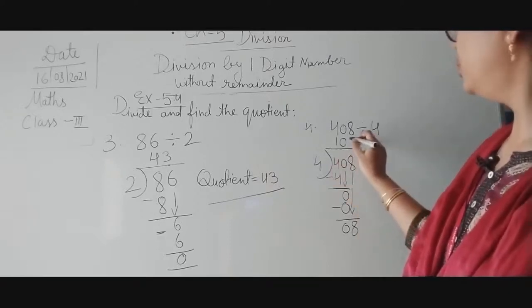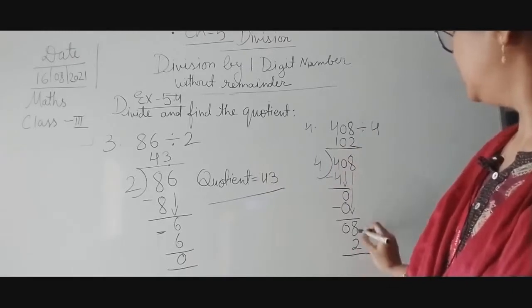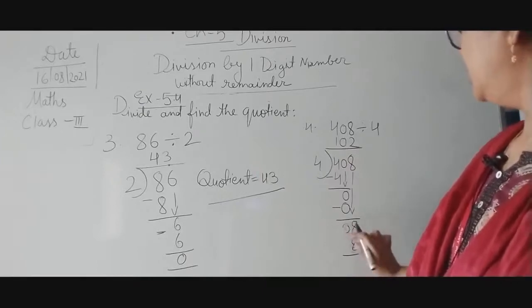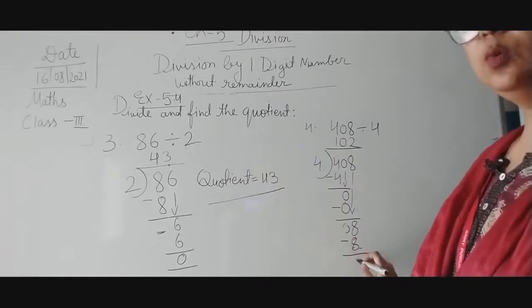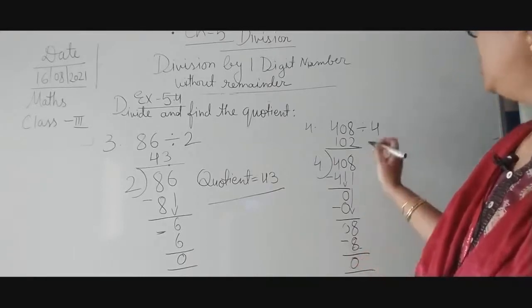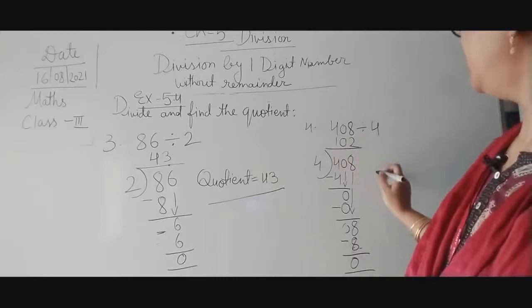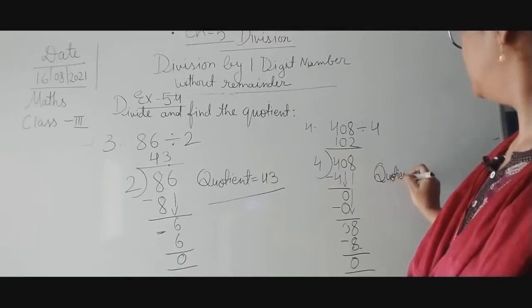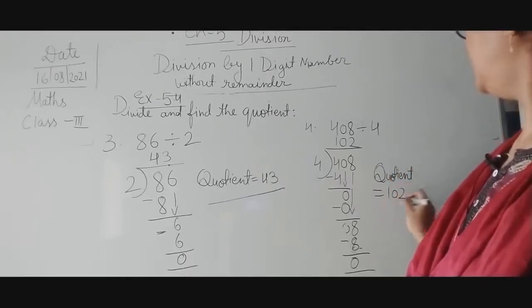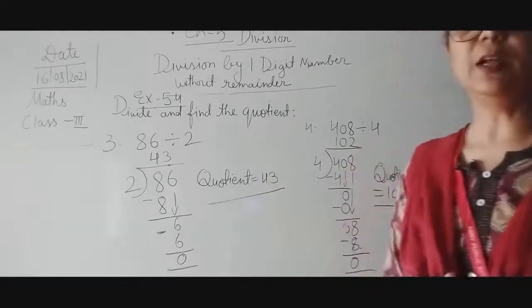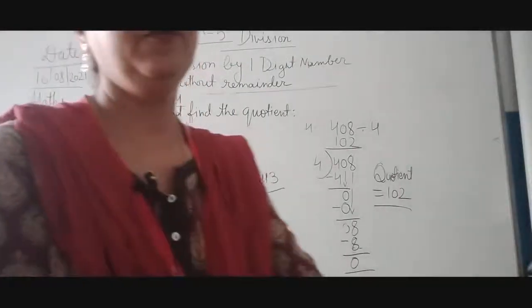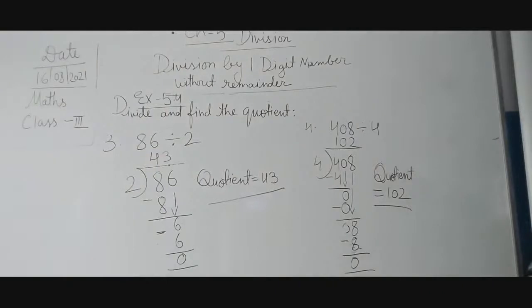4 ones are 4, 4 twos are 8, children. Now here 4 twos are 8. 8 minus 8 equals 0, children. Okay. So the answer we will get over here, quotient we will get 108. 108. This is our answer. So children, complete it. Completed children. 102 is the answer. Okay, 102 is the answer.